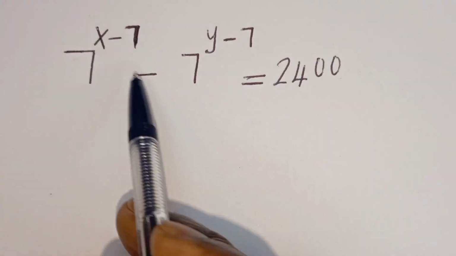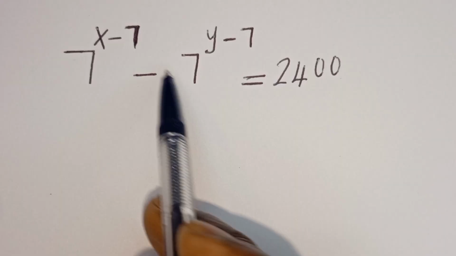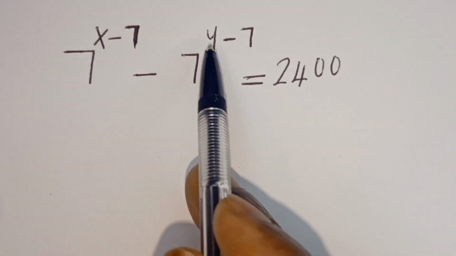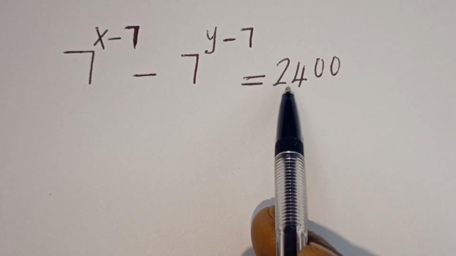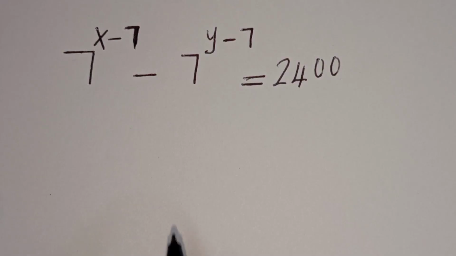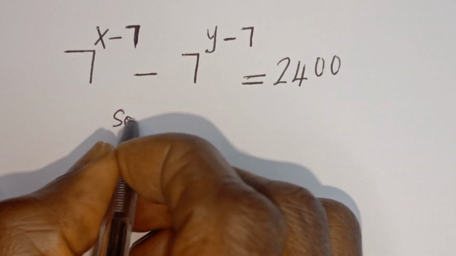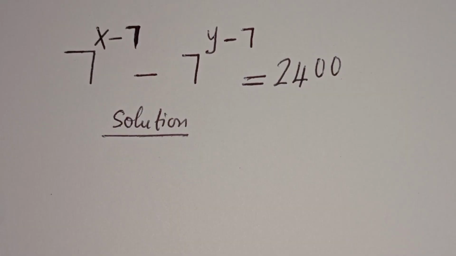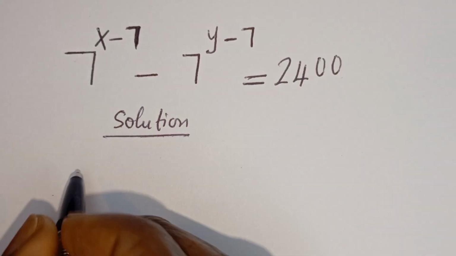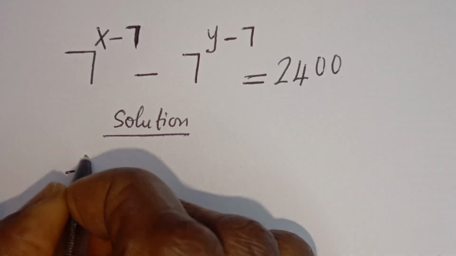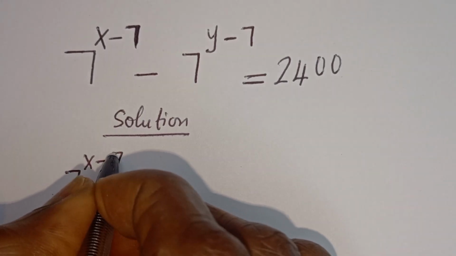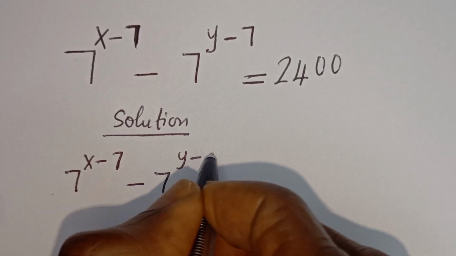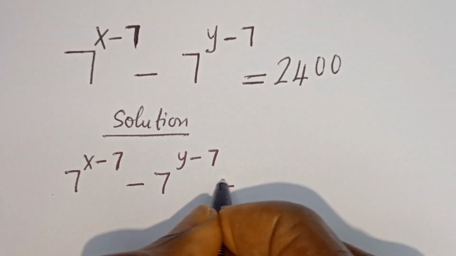Hello, how to find the integer solution of x and y in this equation: 7 to the power of x minus 7 minus 7 to the power of y minus 7 is equal to 2400. Solution. From here we have 7 to the power of x minus 7 minus 7 to the power of y minus 7 is equal to 2400.